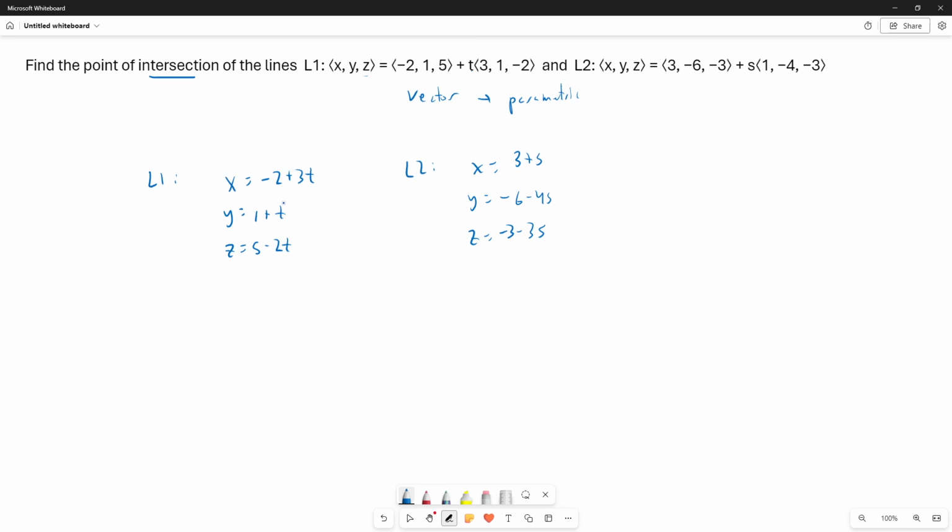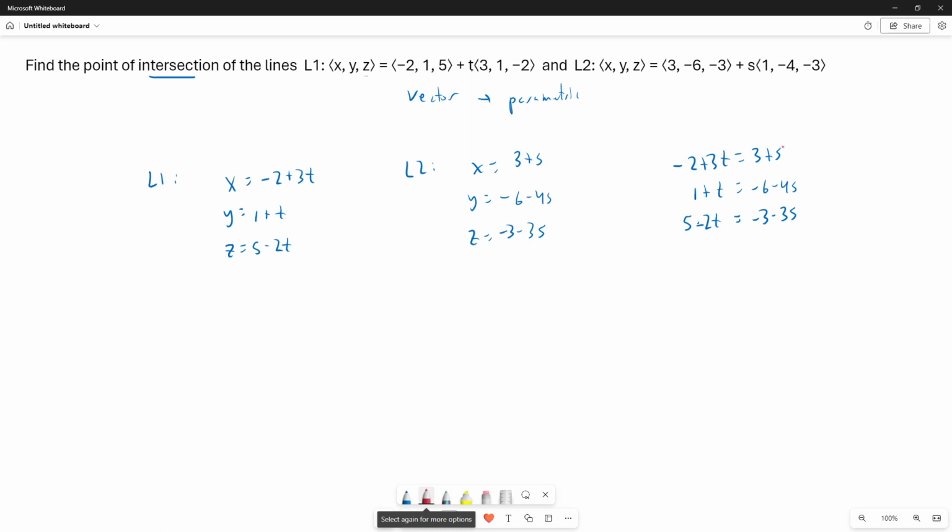Okay, so at the point of intersection, (x, y, z) will equal (x, y, z). So we will solve the system of equations. -2 plus 3t equals 3 plus s. 1 plus t equals -6 minus 4s. And 5 minus 2t equals -3 minus 3s.